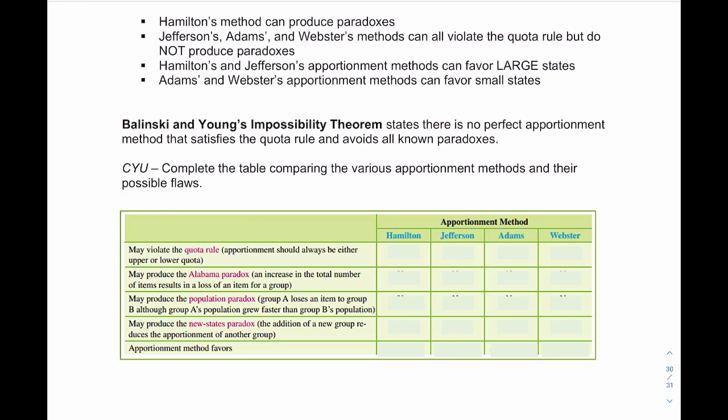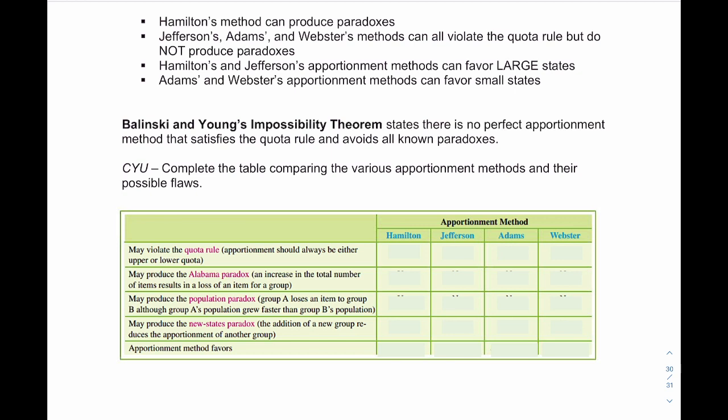To finish off this section, if you could summarize here the apportionment methods and the different rules, whether it satisfies the quota rule or whether it violates it and has one of the paradoxes. So if you would fill in the table with yeses or nos, you can pause the video and try filling it in, and of course refer back to your notes if you need to, and then unpause it when you're ready to check.